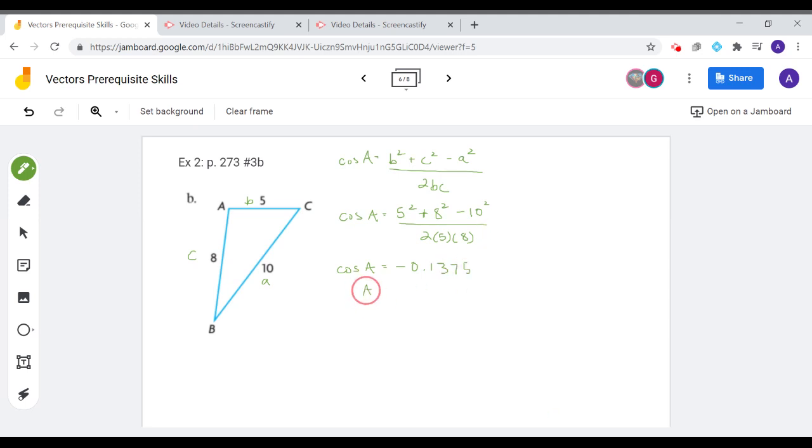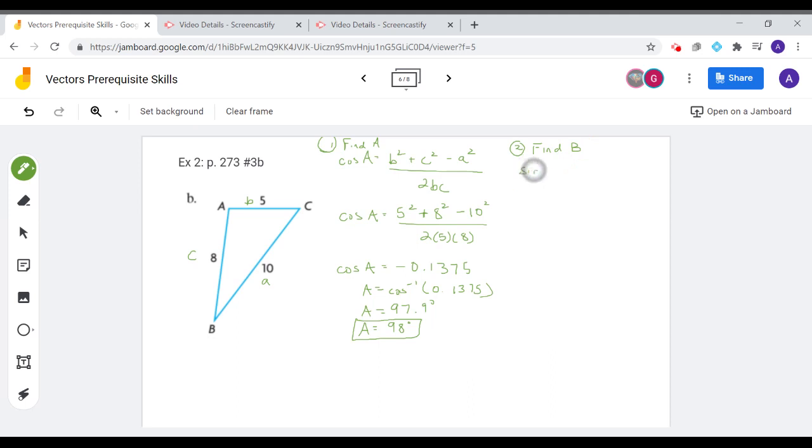Okay, and if I take cosine inverse of that value, I get 97.9, so I'm going to round that to 98 degrees. Okay, so that's the first part. Now, if I want to find angle B, so that's my first job, was to find angle A. I could repeat the process using the cosine law, but that would be kind of a pain, so I'm going to find angle B using the sine law.